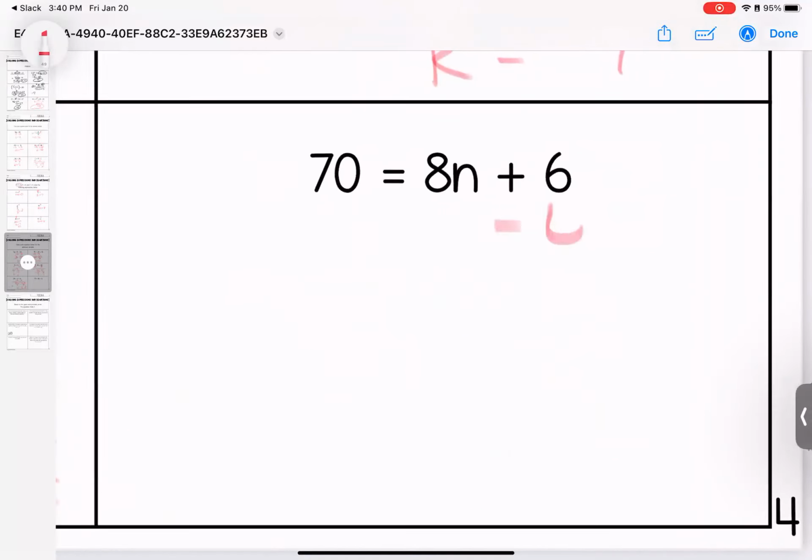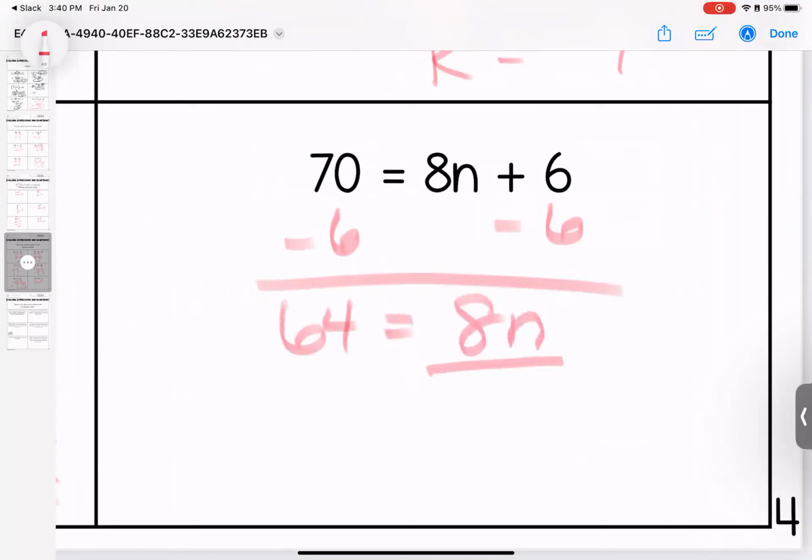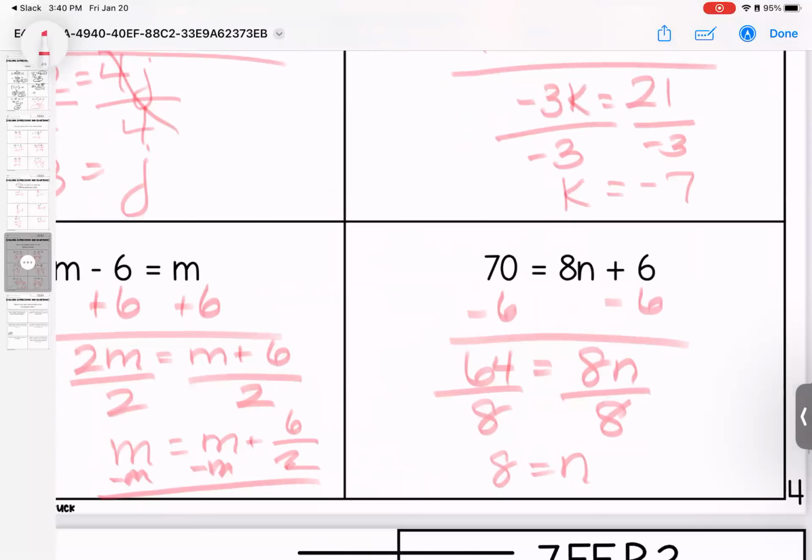Last one here, minus 6. We have 64 is equal to 8n, divided by 8, divided by 8. 64 divided by 8 is 8, is equal to n. Any questions? Bring them to class.